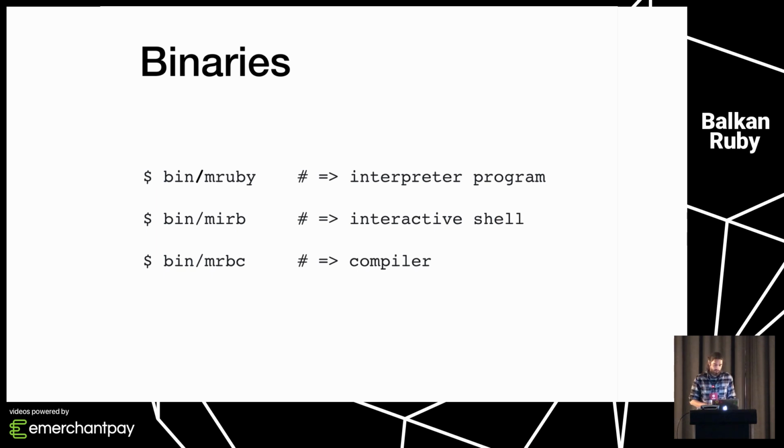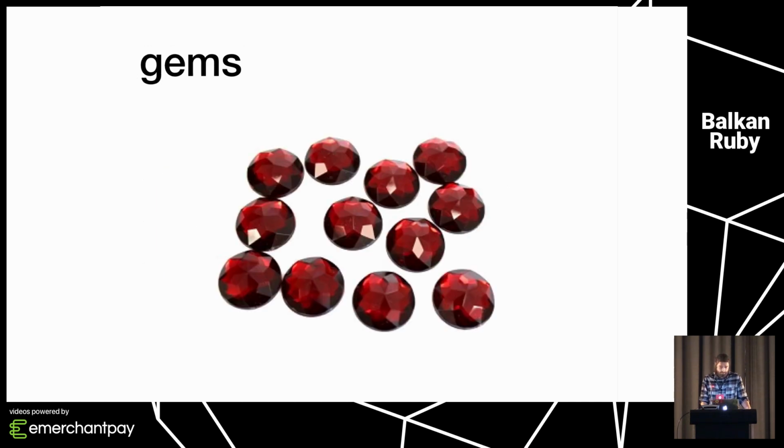In that directory, you have a bin directory with a few binaries. The first is mruby. It's just an interpreter program. The second is mirb, an interactive shell, like IRB in MRI. And also there is the compiler, the mrbc binary.